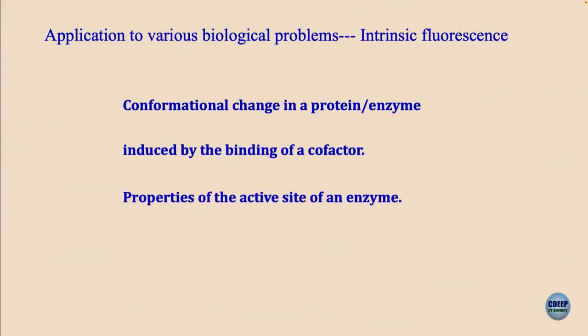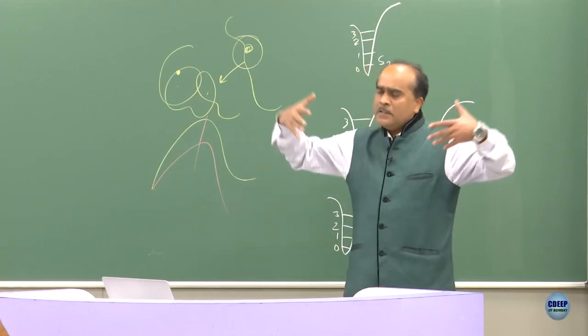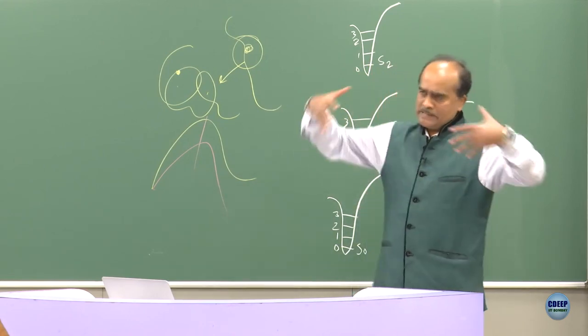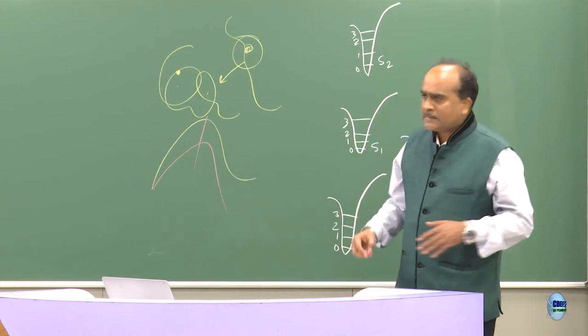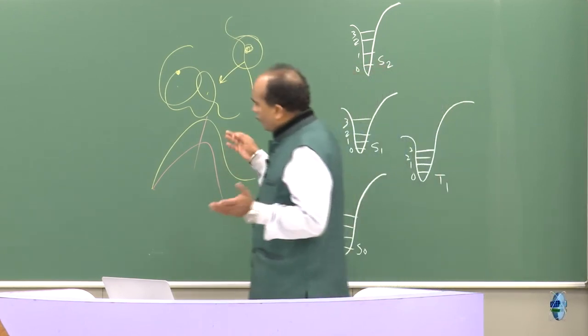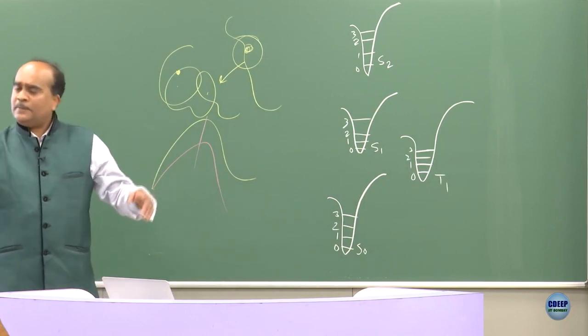Another is the property of the active site of an enzyme, right? Enzymatic action happens because there is some breathing motion in the active site, right? The active site has to do catalysis. In catalysis, there will be some bond formation, some bond breakage. That means some amino acids are getting engaged and there are also conformational changes happening. So if enzymatic action is happening, the conformational change that happens in the protein you can monitor.